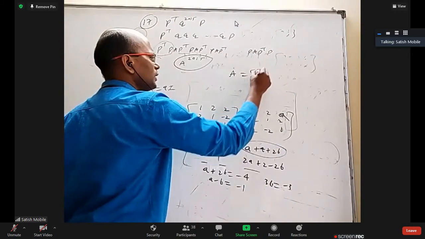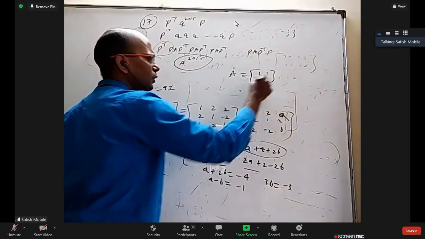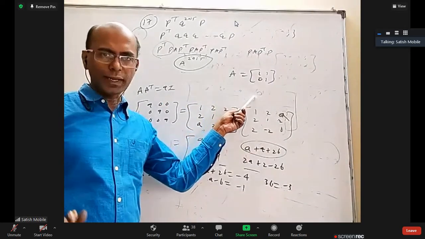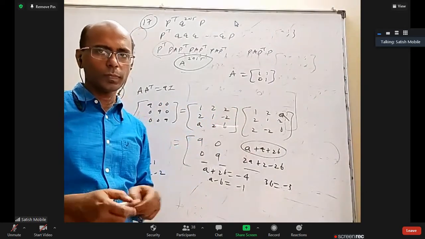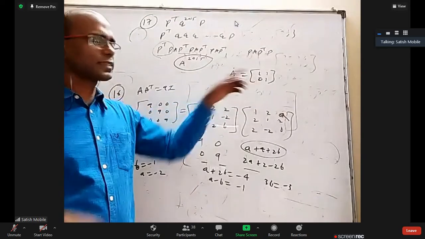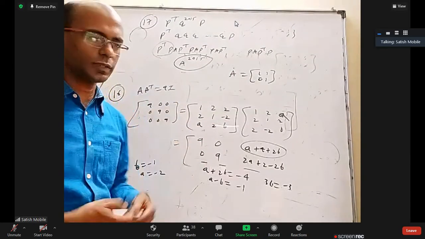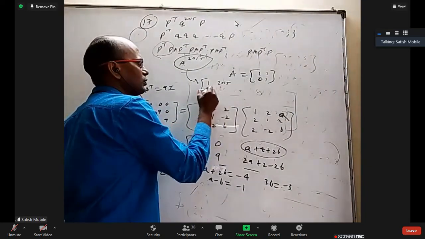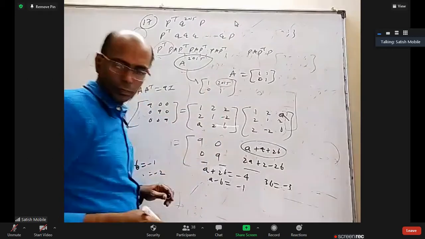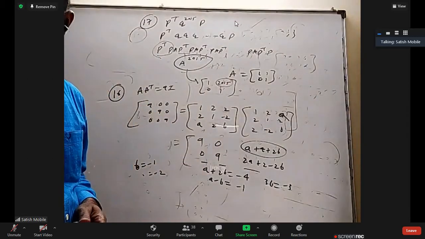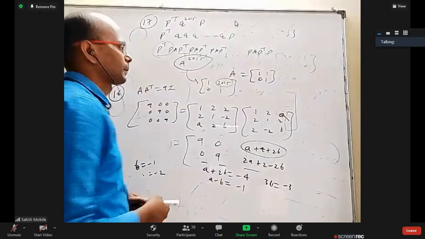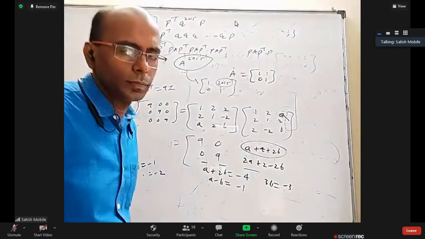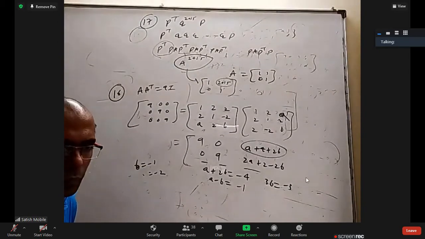What is A power 2015? Today morning we discussed, you find A square, A cube, you will get a pattern. From that you can understand what it is. Or write this as identity matrix plus some other matrix and see it. Whichever way it is, A power 2015 will come straight away 1, 2015, 0, 1. So that is the answer, that's option D. Is it all right, 17? Yes, sir.